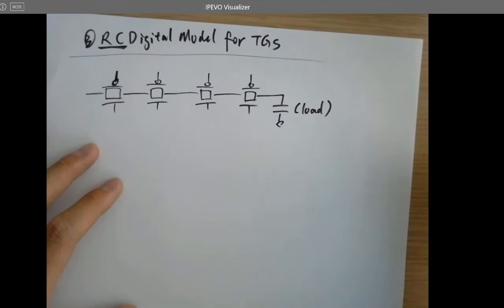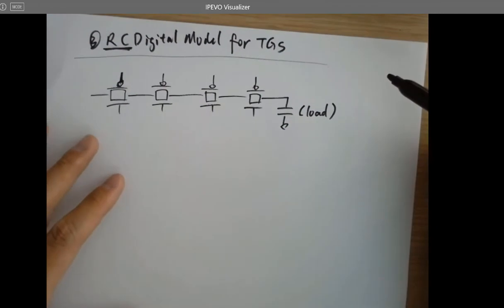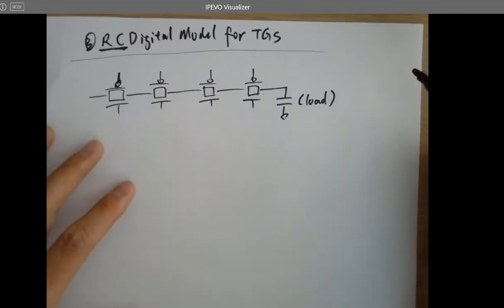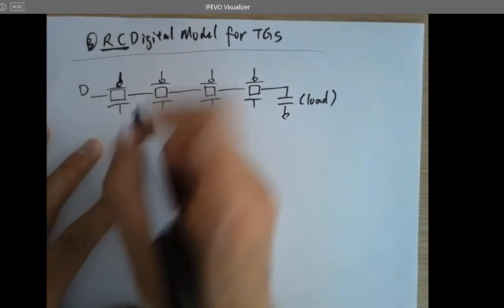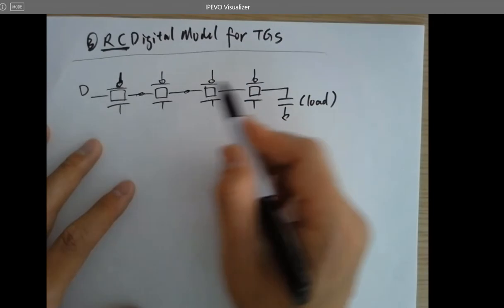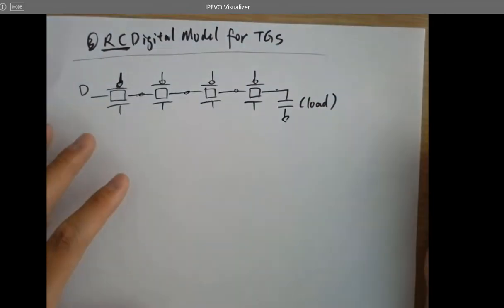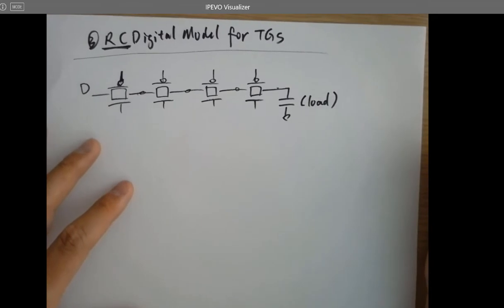Is there a Miller effect taking place whenever the signal is being sent to the next stage? Is there a Miller effect taking place?